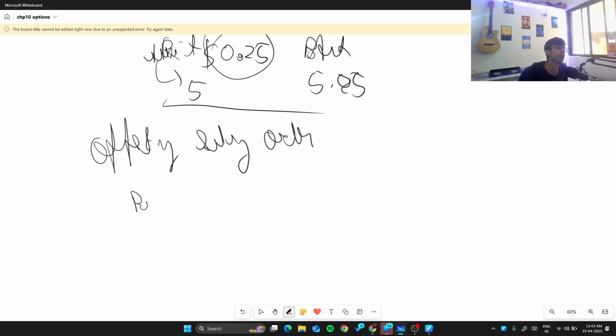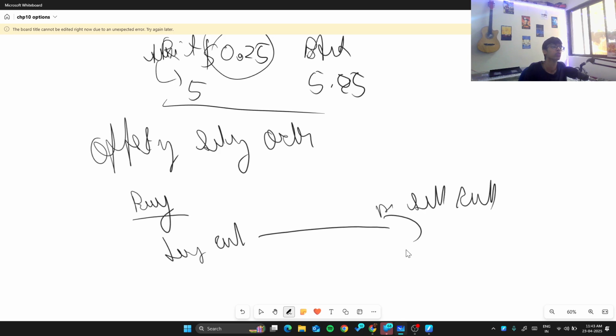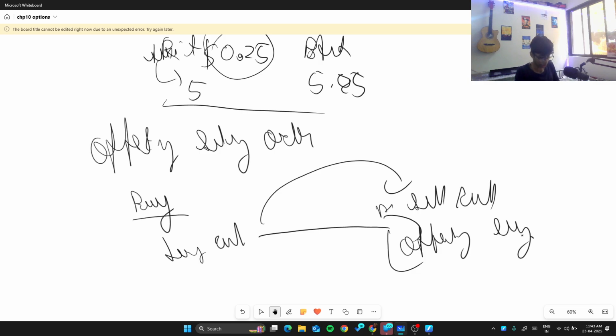So if we buy a call, at maturity we will sell the call. So we will be on the opposite side, right? We bought the call, the opposite is a short call. So we will enter into an offsetting position. That is the offsetting position, and it's that simple.